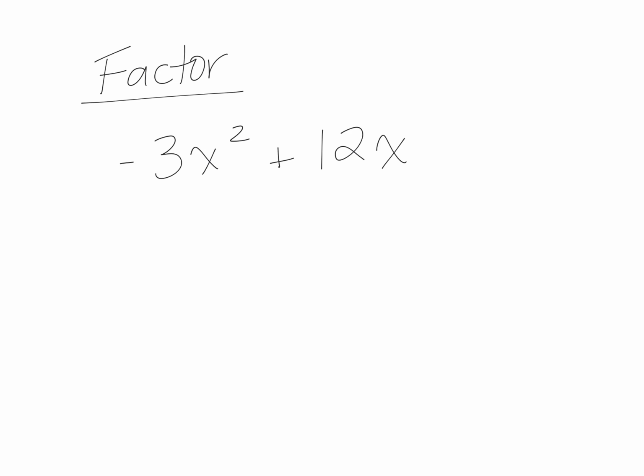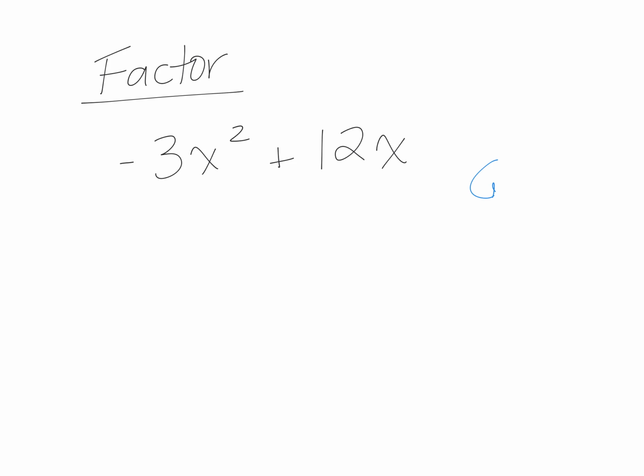First thing we need to figure out is what is the greatest common factor of negative 3x squared and positive 12x. One of the terms is a negative, so we always want to factor out the negative, okay? It can't be higher than one of the terms, exactly.